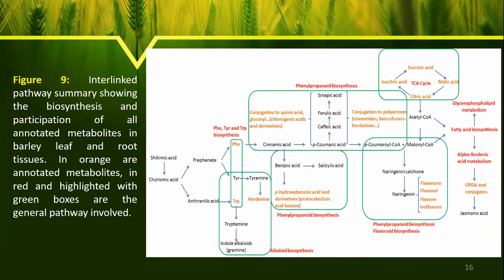All these metabolites annotated in the study, discriminant or not, are involved in important plant processes. This figure is the representation of the interlinked pathway summary showing the biosynthesis and participation of all annotated metabolites in barley leaf and root tissue. We can see their involvement in alkaloid, phenylpropanoid, and fatty acid biosynthesis, to only name a few.